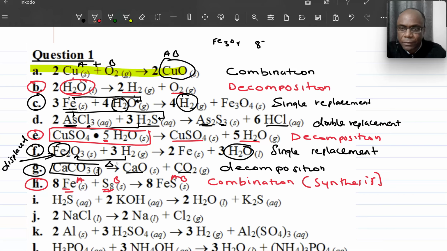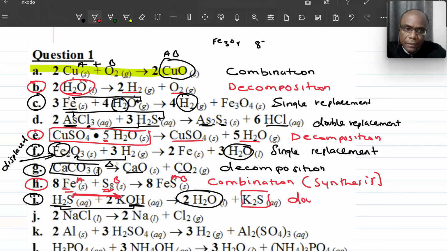Combination, you're making it. And then I have dihydrogen sulfide or hydrogen sulfide with potassium hydroxide. It seems to me that the H is combining with OH to give me water. And then the S is combining with the K. See that? The S is combining with the K to give us K sulfide. There is exchange of partners, double replacement is happening here.